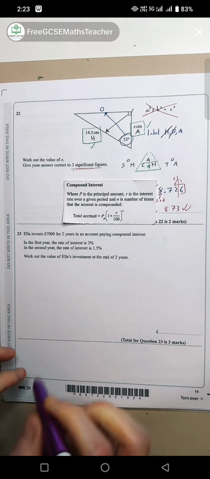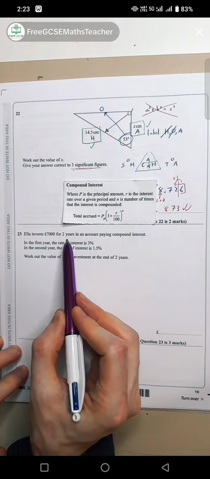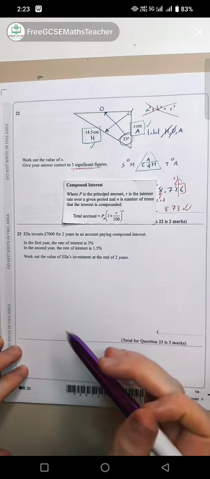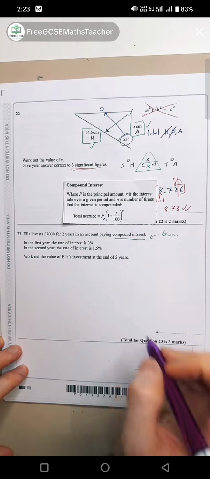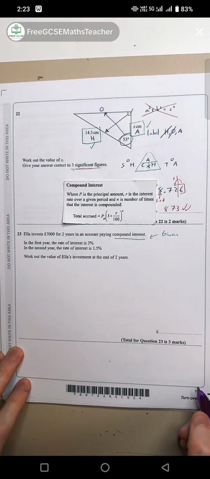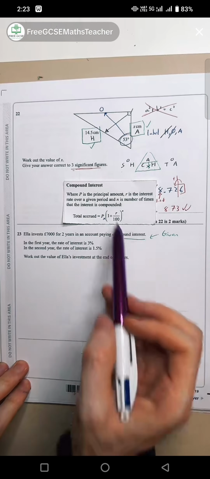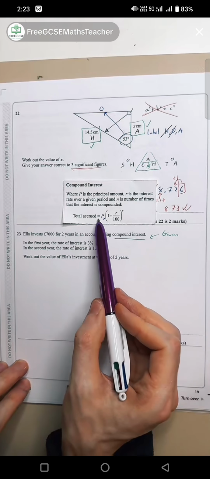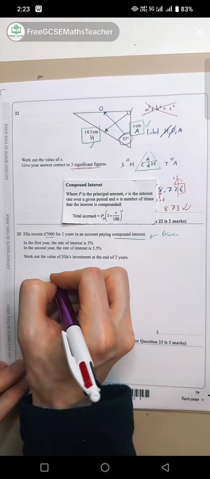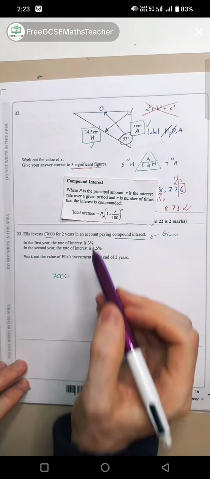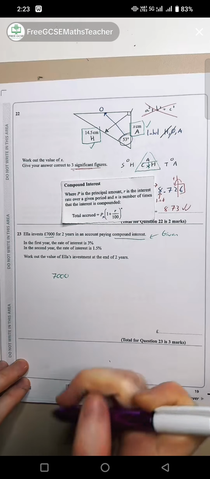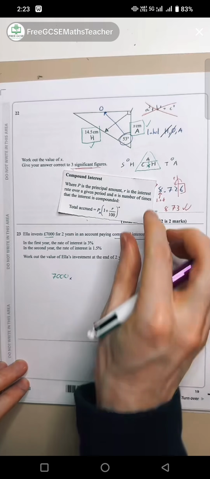So here, Ella invests £7,000 for 2 years in an account paying compound interest. As soon as you see the words compound interest, that's given. So that's given if you're taking your exam this year, 2024, leap year. So you can turn to your formula page. It says your compound interest. P is the principal amount, so that's the starting amount. In this case, P is 7,000. Outside a bracket is always multiply. So it's multiplied by, and inside, this is what you call the multiplier.